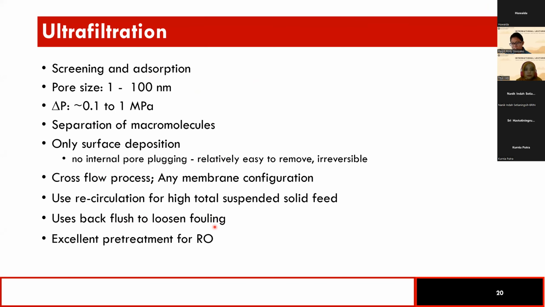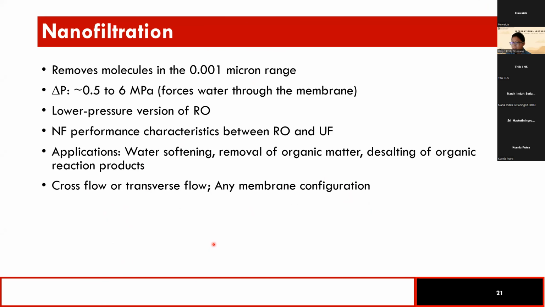Backflushing can be done to loosen the fouling on top of the membrane surface. So a while ago, I mentioned that there is surface deposition, and backflushing can be used to remove this fouling. And this process is an excellent pretreatment for the RO process. Now, let me proceed to nanofiltration.